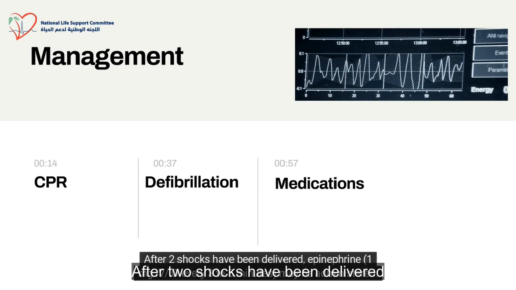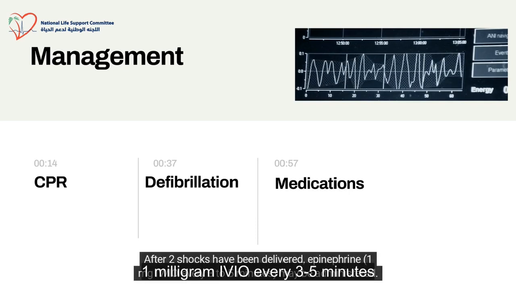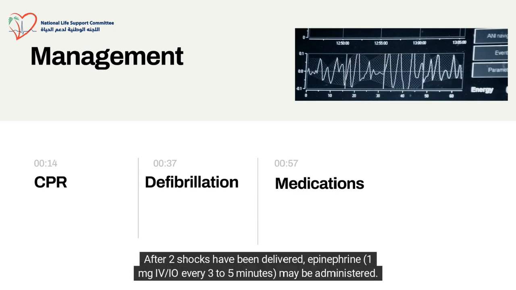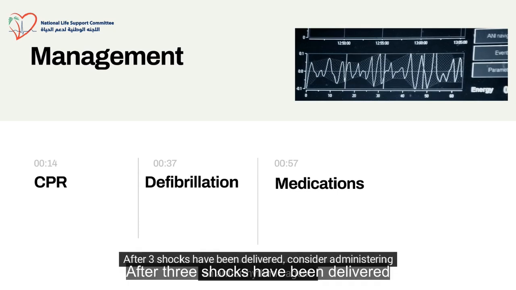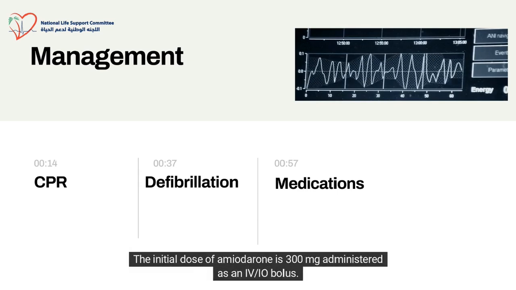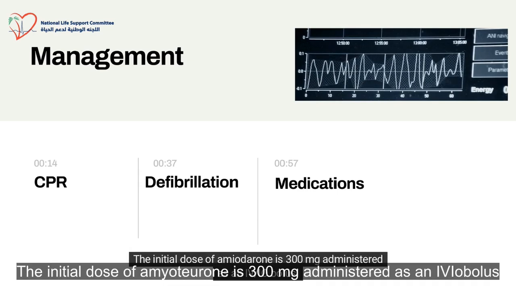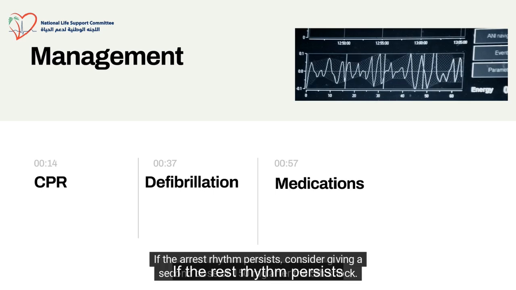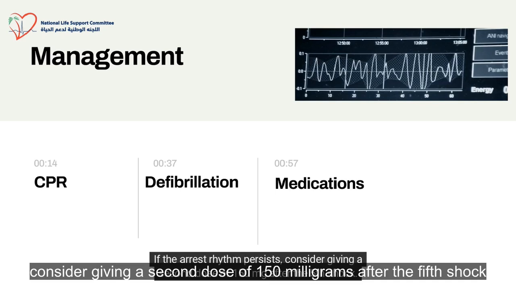After 2 shocks have been delivered, epinephrine, 1 mg IV-IO every 3 to 5 minutes, may be administered. After 3 shocks have been delivered, consider administering an antiarrhythmic agent. The initial dose of amiodarone is 300 mg administered as an IV-IO bolus. If the arrest rhythm persists, consider giving a second dose of 150 mg after the 5th shock.